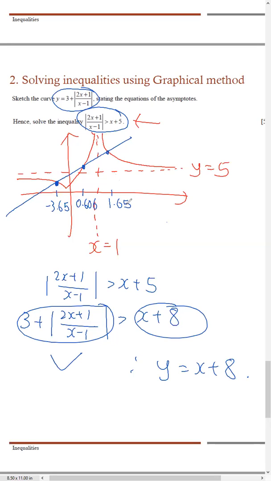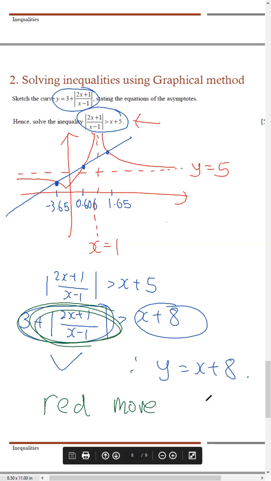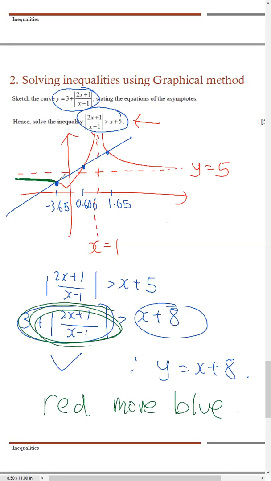So what do I need? I need the parts whereby this graph, the red graph, is more than the blue graph. So which region is the red graph more than the blue graph? Let me highlight it. This region, correct? This part is more than the blue graph. This part is more than the blue graph. This part is more than the blue graph. So what's my solution? My solution will be x less than minus 3.65, or x between 0.606 and 1, or x between 1 and 1.65.